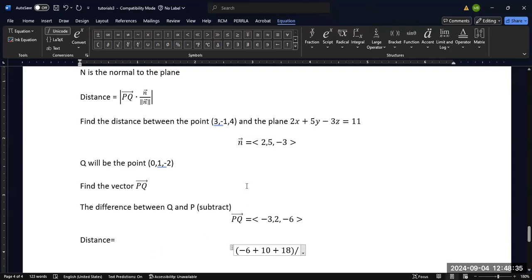And then I'm going to divide that by the magnitude of my normal vector. So 2 times 2, 2 squared is 4. 5 squared is 25. And -3 squared is 9. And so my numerator is going to give me 22 divided by the square root of 29, and then 9 more is 38.